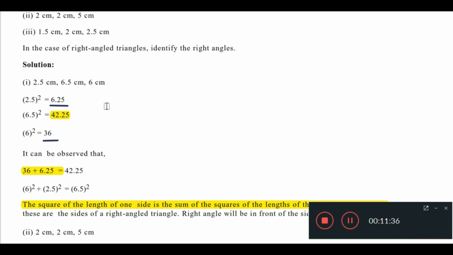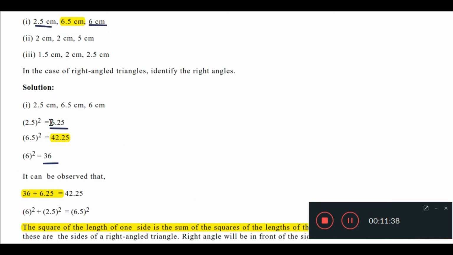Once again, I'm going to repeat what you have to do. First, you have to find the square of all three numbers. Then you have to check that the square of the longest side is equal to the sum of the squares of the remaining two sides. 6.5 is the longest one. So first we add 36 and 6.25. If the sum is equal to 42.25, then these are the sides of a right angle triangle, otherwise not. Hope you understand this question.